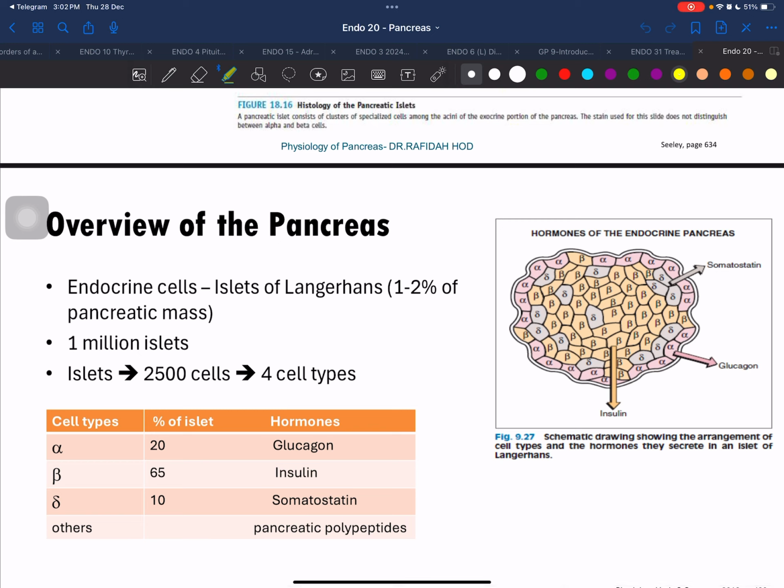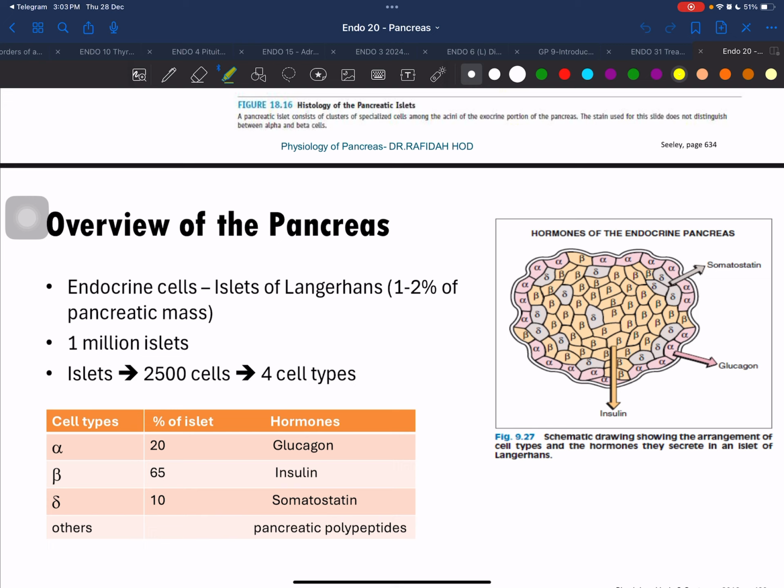But the islets of Langerhans ni bukanlah semuanya in the pancreas tu, so it only forms like 1 to 2% of the pancreas. So you can have like 1 million or more of these islets, and each islet you can have about 2,500 cells, which can contain 4 cell types. So we have alpha, we have beta cells, you have delta cells. Okay, so each like the beta cells, you can see the diagram, akan produce insulin. The alpha cells will produce glucagon, delta will produce somatostatin, and then the other cell types will just use others. But there are about 4 cell types.